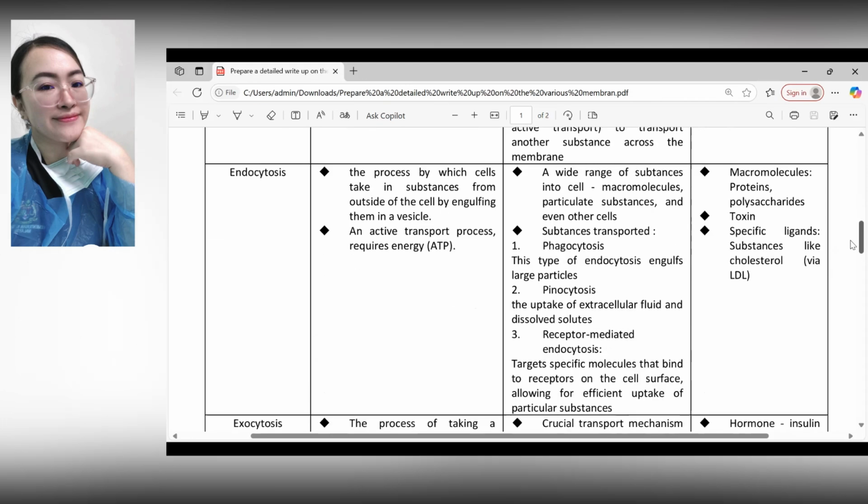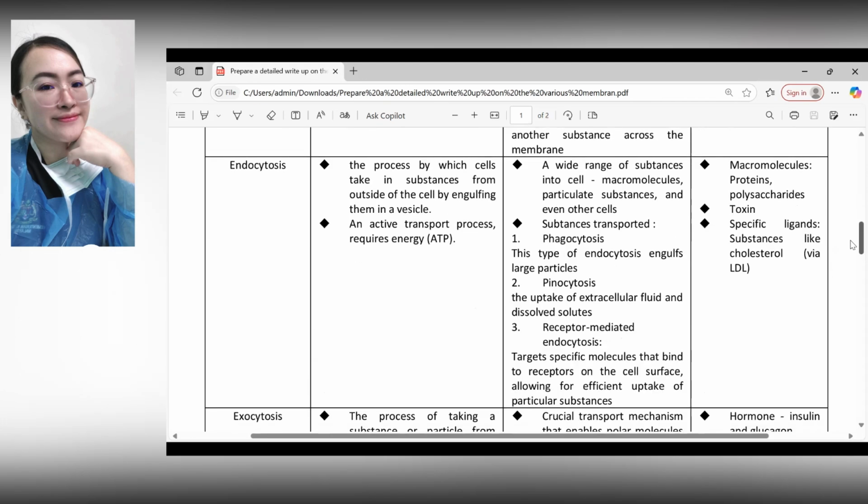Then we go to number 6, endocytosis. The description is a process by which cells take in substances from outside of the cell by engulfing them in a vesicle. It's an active transport process and requires energy, which we call ATP. It takes a wide range of substances into the cell: macromolecules, particles, liquid substances, and other cells.